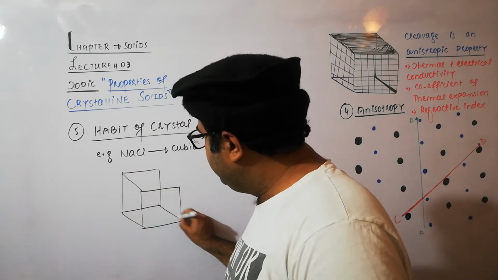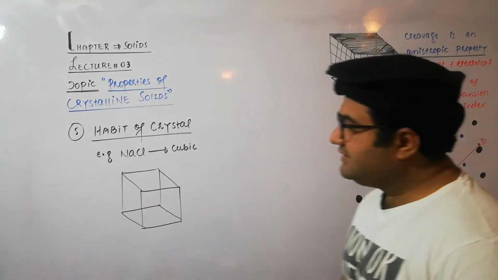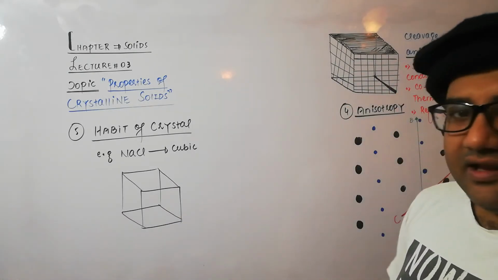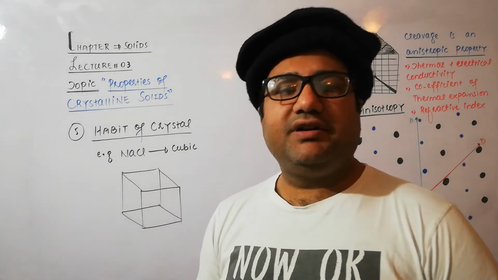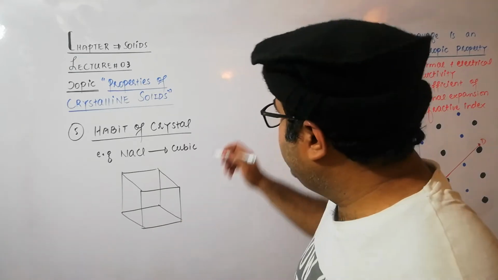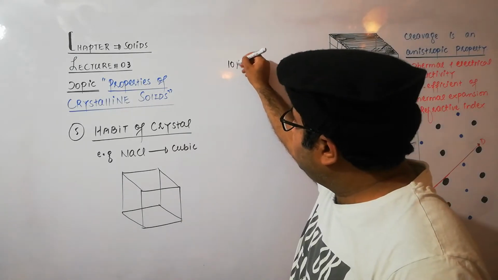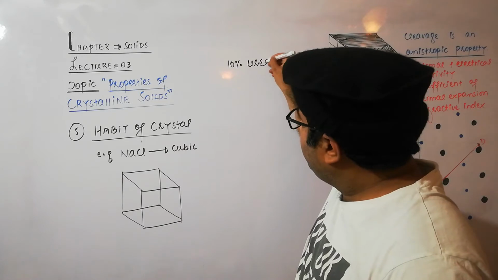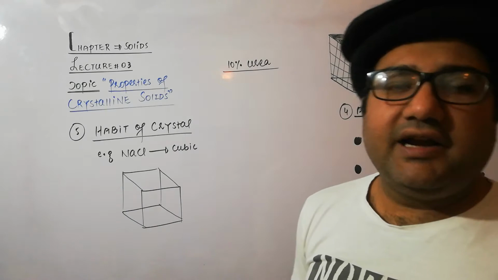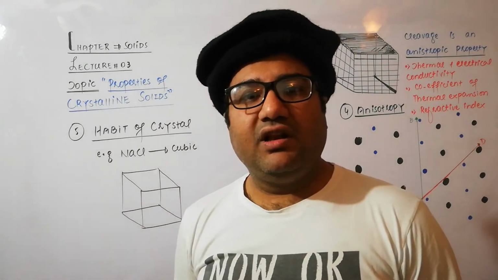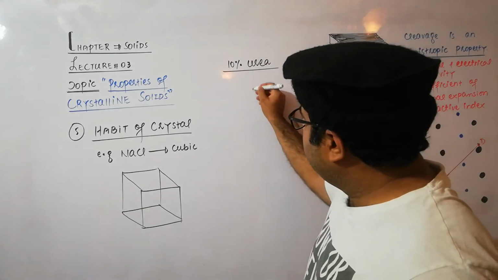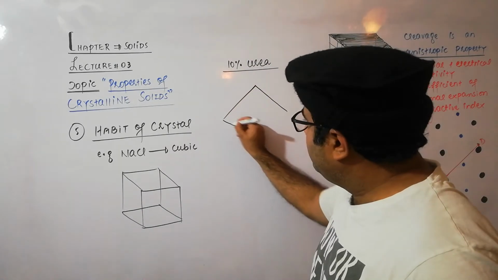It is cubic in nature. This one is an NaCl crystal. The unit cell of the NaCl crystal is cubic. But if a saturated solution of NaCl is prepared and you add some impurity in it, suppose that you have added 10% urea in the saturated solution of NaCl, and now the crystals are grown, now the habit of crystal, or the shape of the crystal, will also be changed.